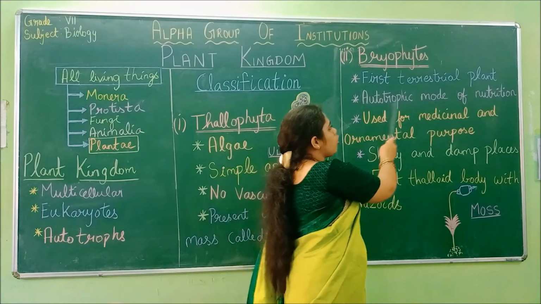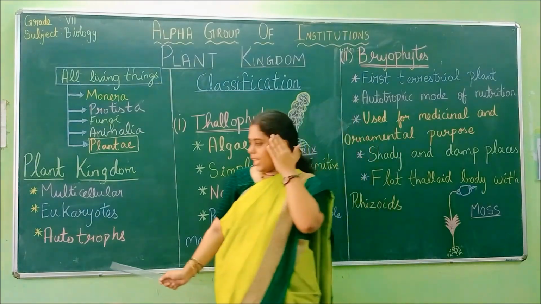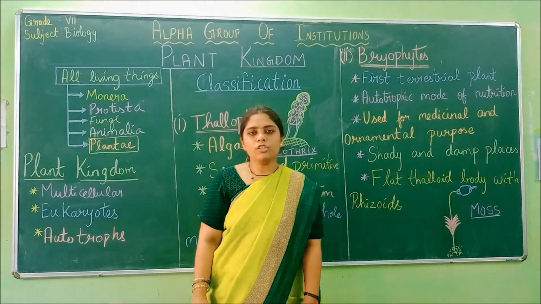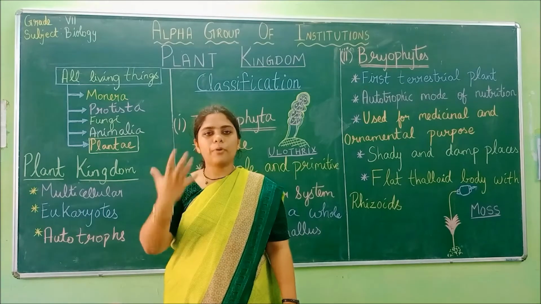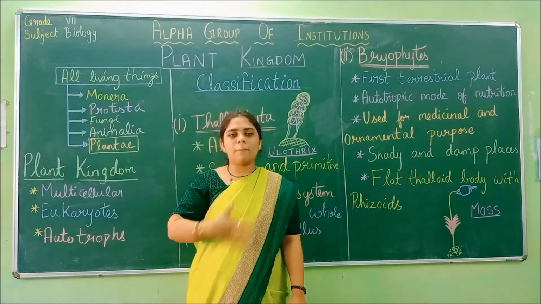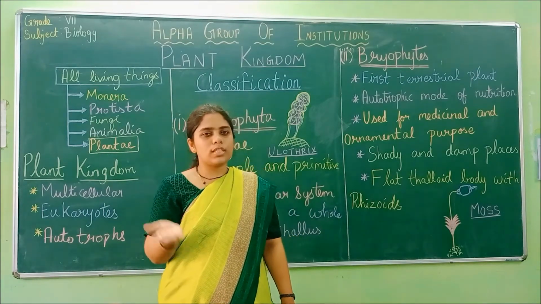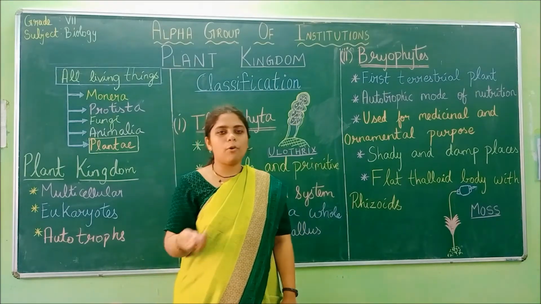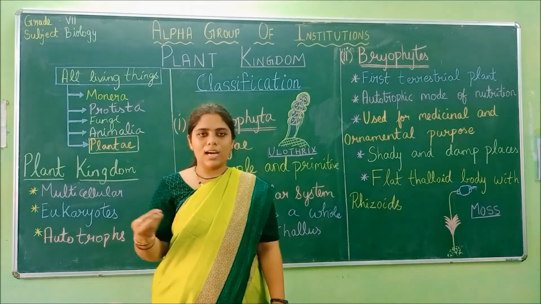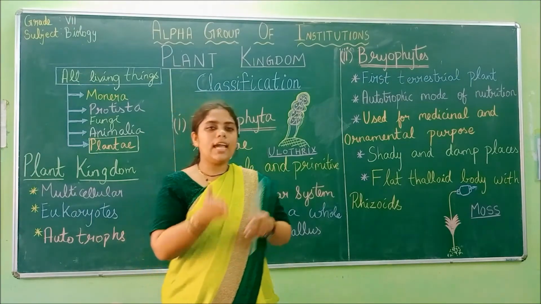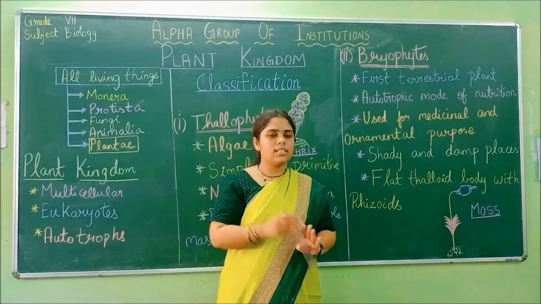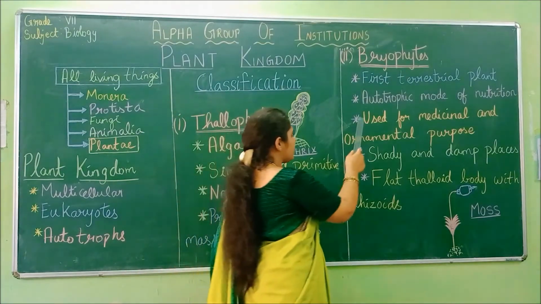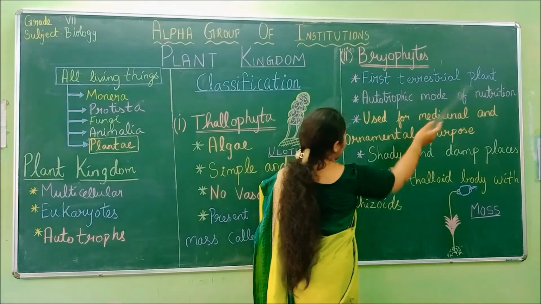Then autotrophic mode of nutrition. Here I say all the plants are autotrophs. So autotrophic mode of nutrition means they can produce their own food. They can supply nutrients for themselves. Using chlorophyll, the photosynthesis process takes place with the help of sunlight, water and carbon dioxide. So they do not depend on other organisms for nutrition. They prepare it themselves. That is why it is called the autotrophic mode of nutrition.